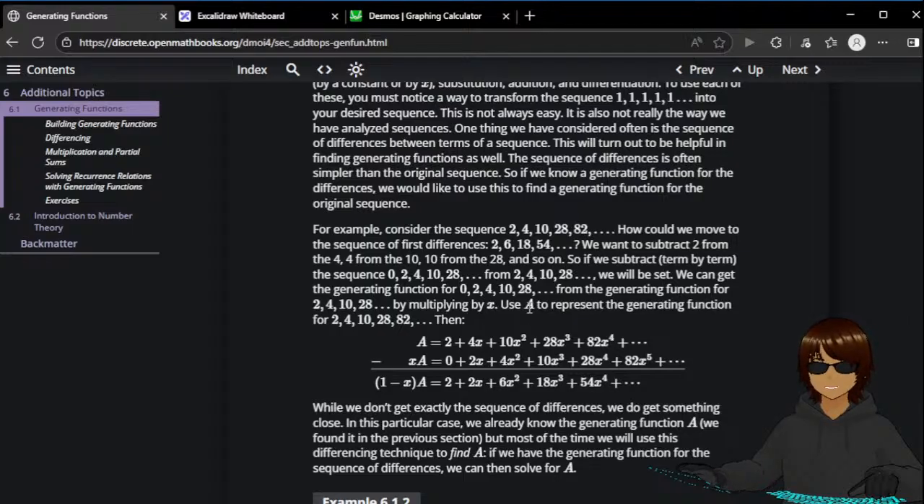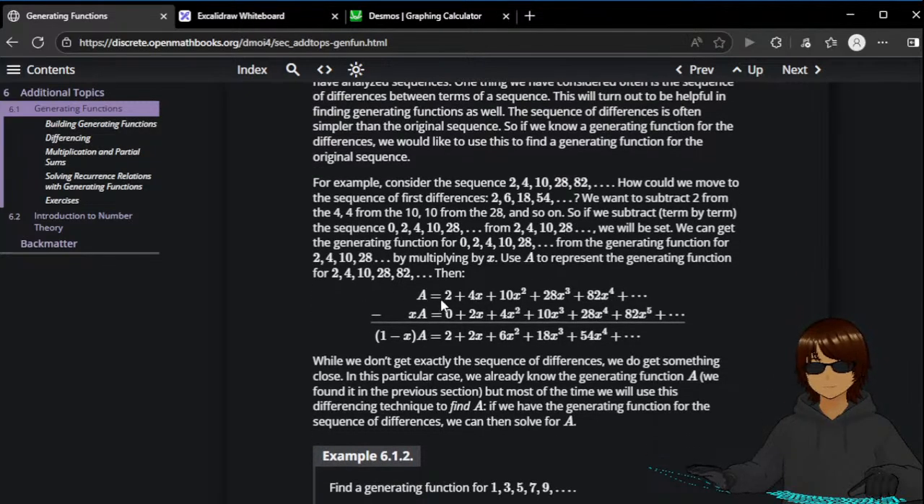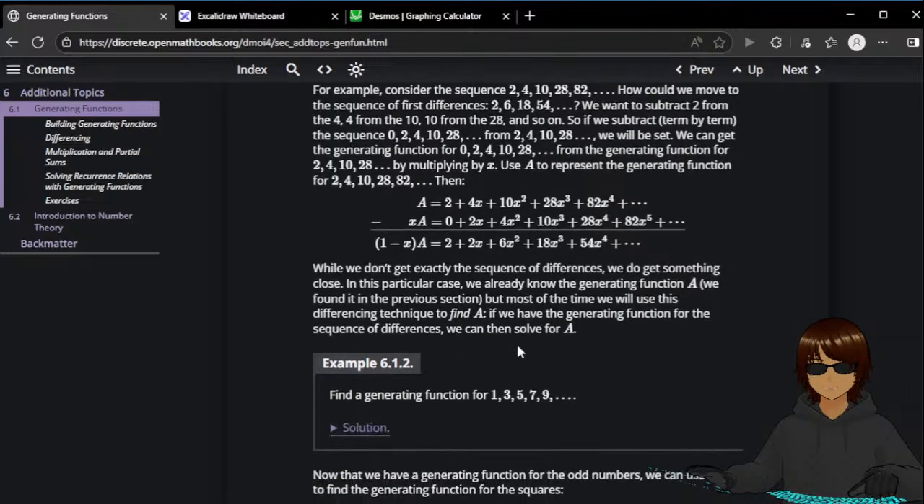Use A to represent the generating function for 2, 4, 10, 28, 82. We have this, A minus xA, then we get this. But we don't exactly get the sequence of differences, though we do get something close. In this particular case, we already know the generating function A, but most of the time we will use the difference technique to find A. If we have the generating function for the sequence of differences, we can then solve for A.